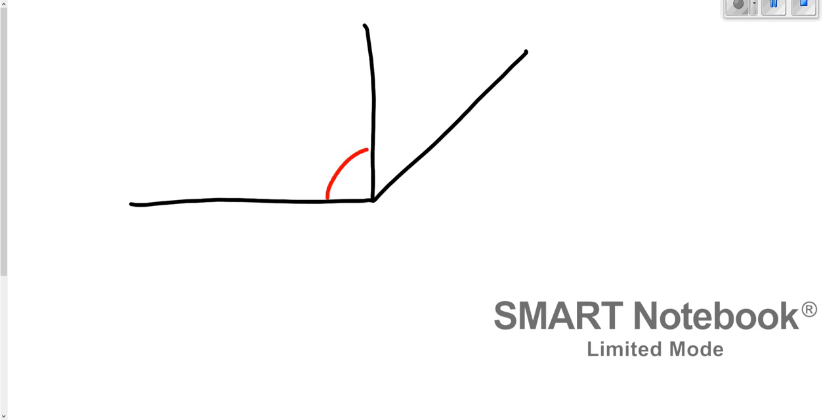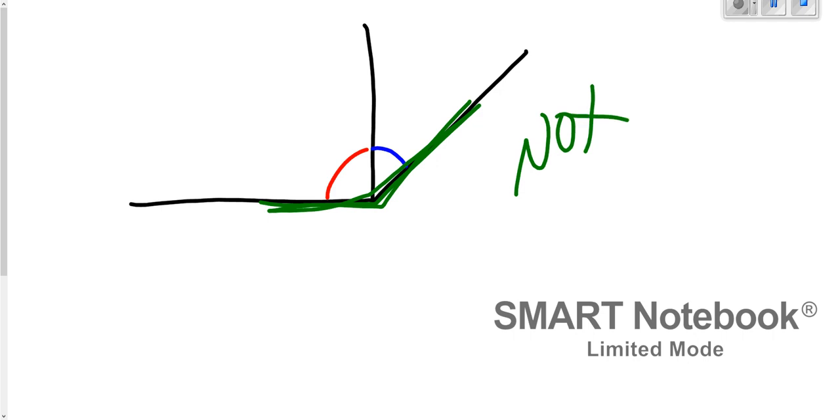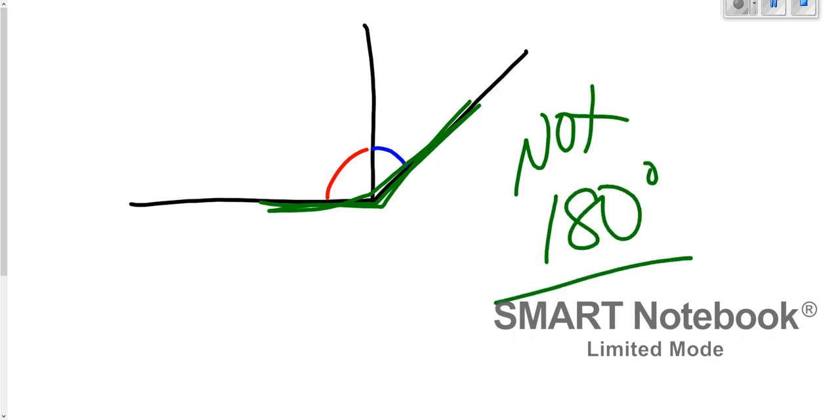So let me draw two lines here, and let me split them. So I have a red angle and a blue angle. And a lot of people might think that's 180 because it's like, ooh, we have this nice little semicircle here. But that's actually not a full semicircle. And the way I can tell is because if I trace the line on the bottom, that's not a straight line. So this is not 180 degrees.